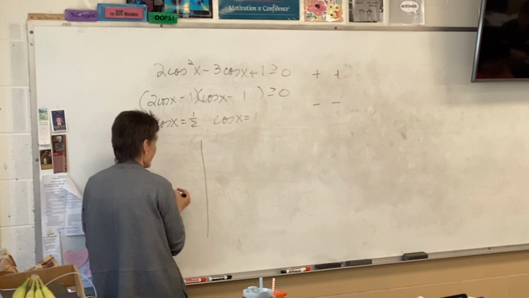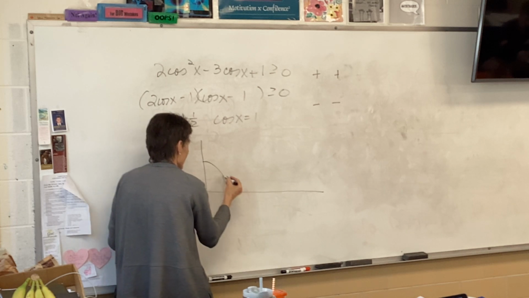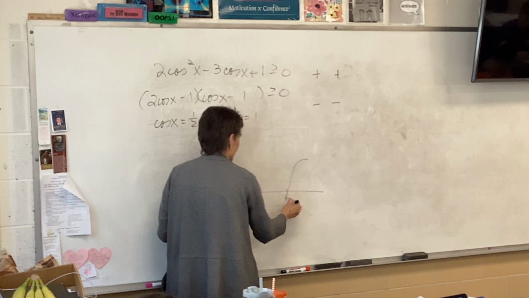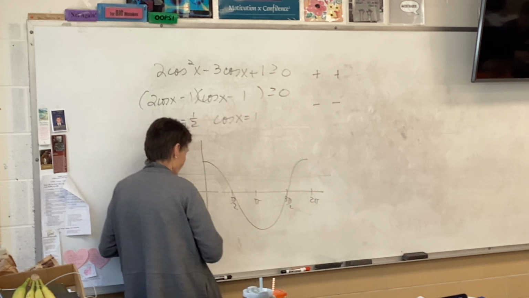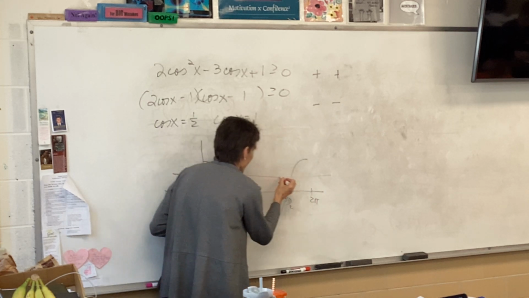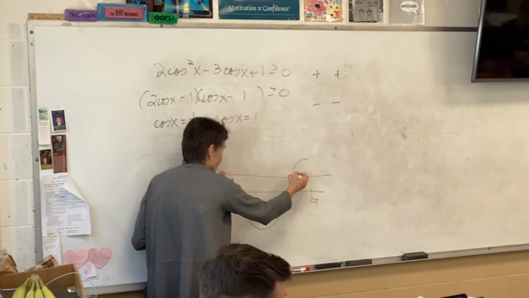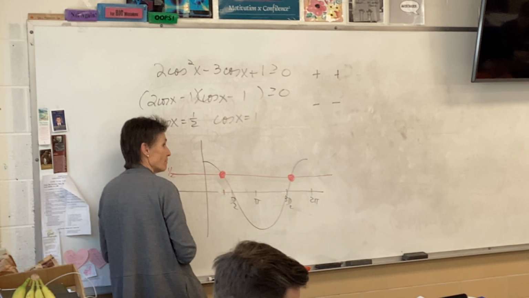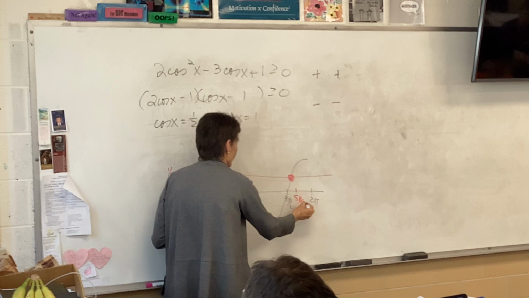So if I draw a regular rectangular graph, here's my cosine. Here's pi over 2, pi, 3 pi over 2, 2 pi. Here's 1 half. I'll do that one in red. So those points would be right here and right here. Where is the cosine 1 half? Pi over 3 and 5 pi over 3.